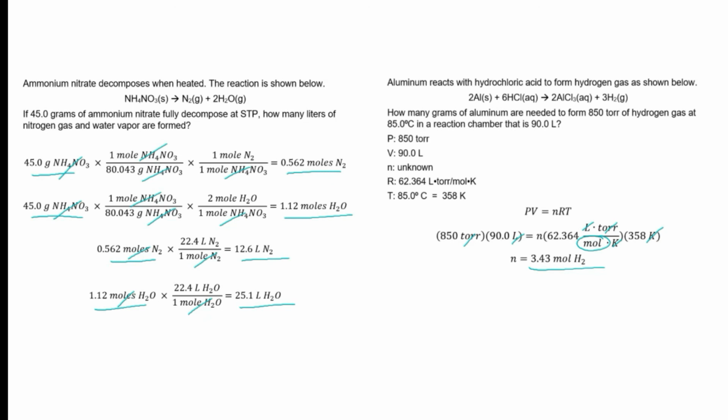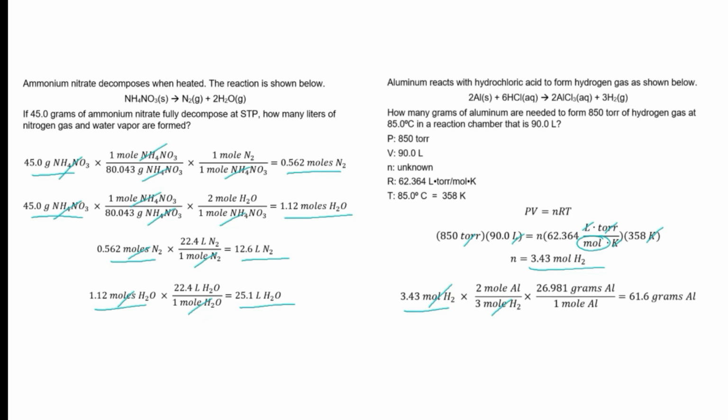Now our problem wants to know how many grams of aluminum. So far we have only used the ideal gas law. We need to now do stoichiometry to convert from the hydrogen to the aluminum. Here are our moles of hydrogen. Our mole ratio is right here. Remember, make sure your hydrogens cancel.